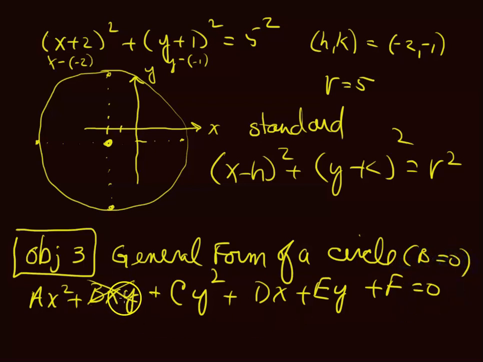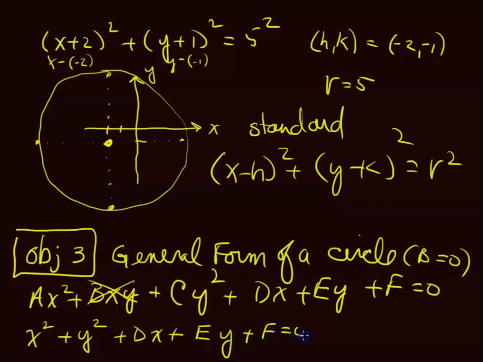So that term will not be there. We also know that a and c will be exactly the same. So if we divide everybody by a or c, because they're the same, we won't need those variables. We'll just need the x squared and the y squared. And d divided by a is still going to be the d. The e divided by a, we're going to call that e because it's just some constant.